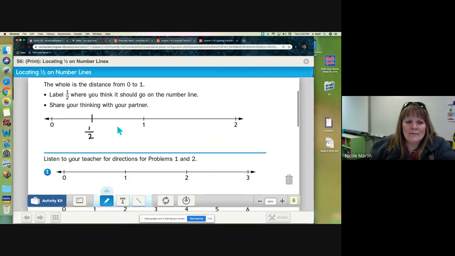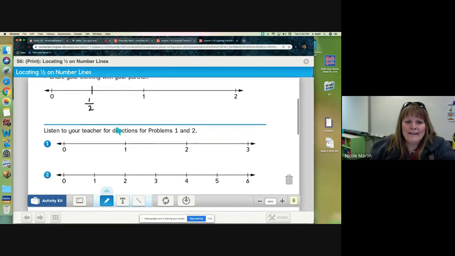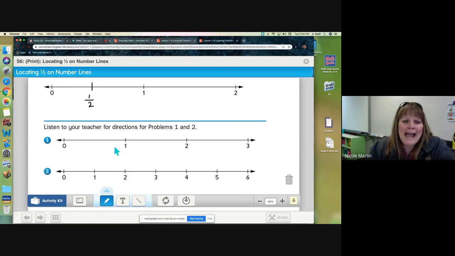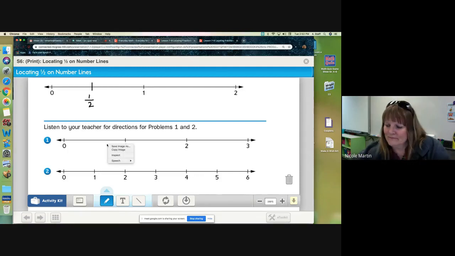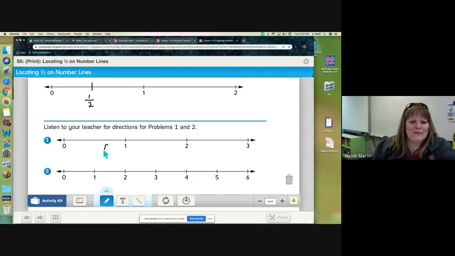All right, let's take a peek now on number 1. So we want to put 1/2 on this number line. Where would 1/2 go? Isabel? Hey, Isabel, good job. You got it right.